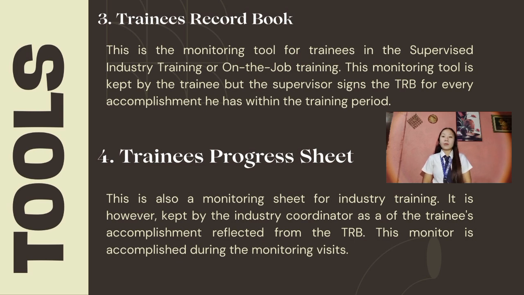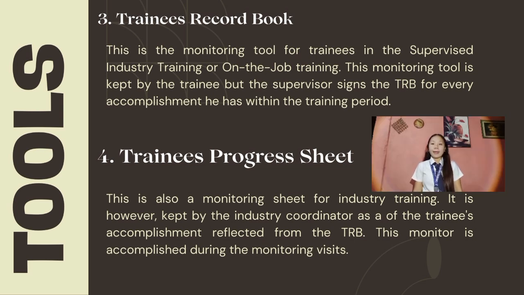This is the monitoring tool for the trainees in the supervised industry training or on-the-job training. This monitoring tool is kept by the trainee, but the supervisor signs the TRB for every accomplishment he has within the training period. It's like a diary for their learning journey. They write down what they've done, what they've learned, and what they need to work on.